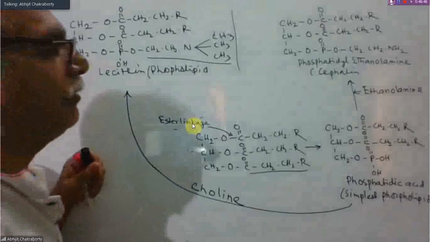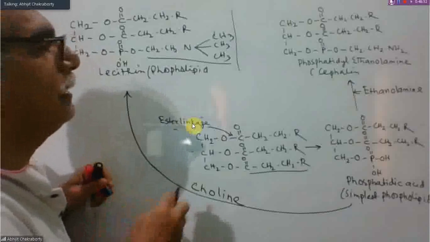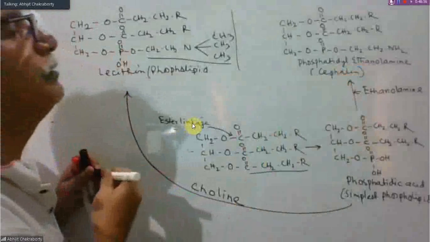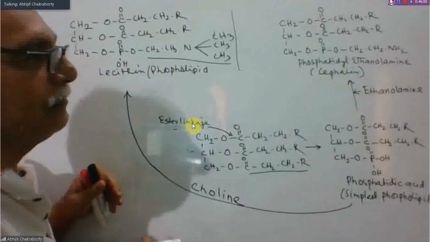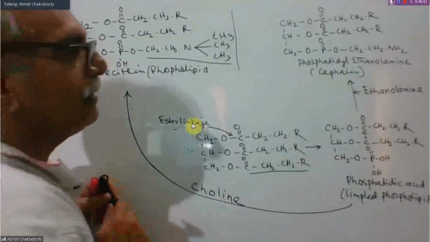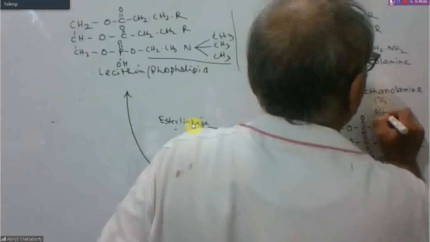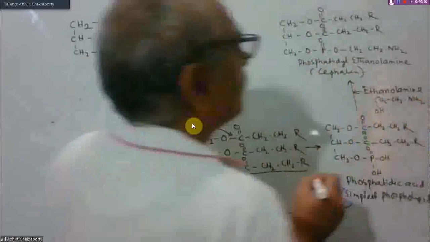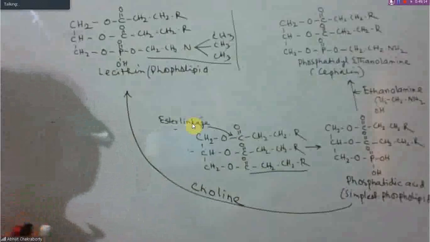This is all about the phospholipids. One is lecithin, the other is the cephalin. Both are found in the cell membrane also. And in this way it is formed. So you need to remember this thing. Again, ethanolamine means actually this is the ethanolamine. Clear?